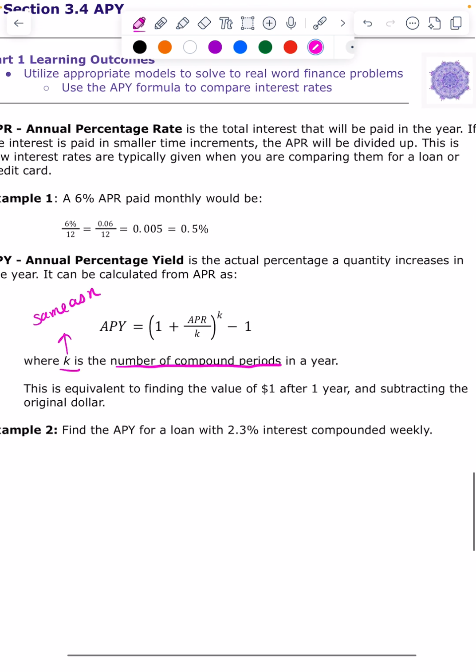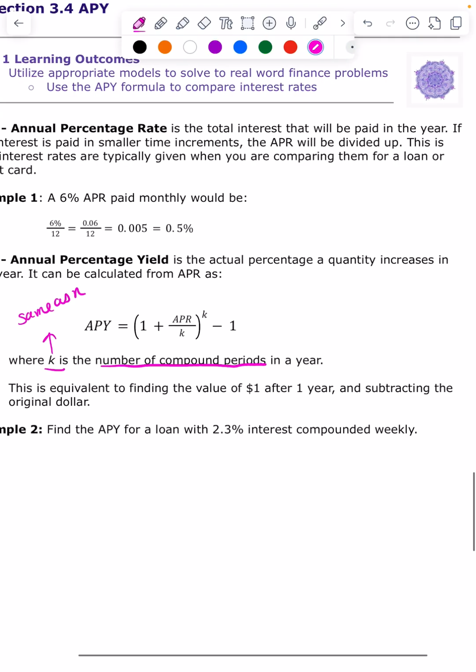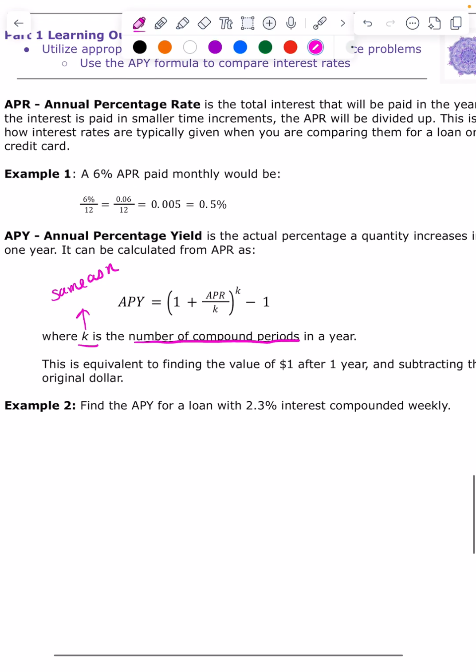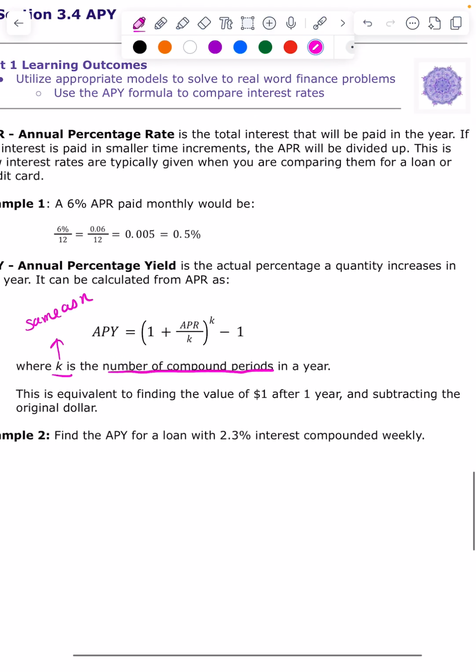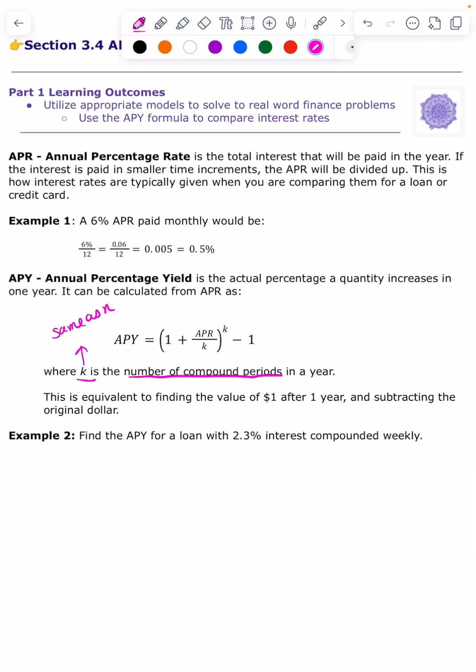So this is equivalent to finding the value of $1 after 1 year and subtracting the original dollar. I don't think that makes any sense really, but one way you can think of APY is a way to compare interest rates when you have different rates and different compounding periods. If you're just looking at two different rates, like if I say which one is a better deal, if you're investing money, 2.3 or 2.4%, this one is going to be the higher percent, so makes more money.